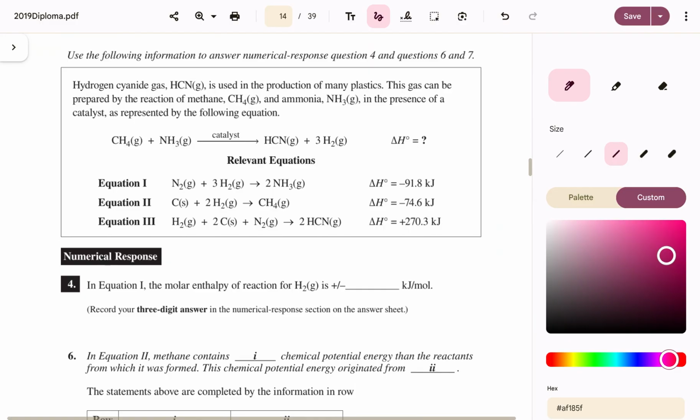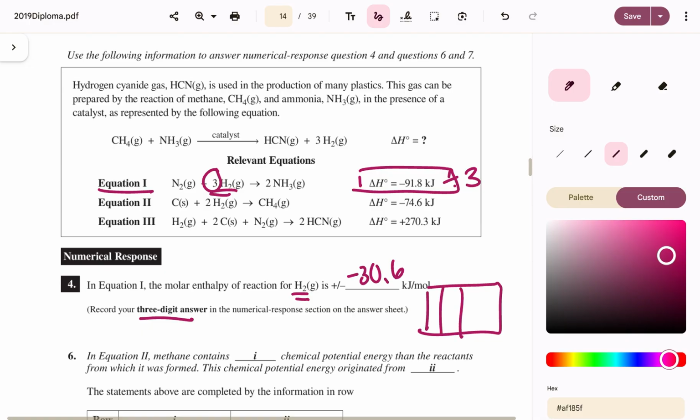again, a 2-part question. And the first one, it's just asking the molar enthalpy for hydrogen in equation 1. So this is just showing that you understand that even though this is the enthalpy of the reaction, if you want the molar enthalpy, you need to take it and divide by 3. So if we do that, you would get negative 30.6. And again, 3-digit answer, make sure you have 3 digits, and digits are the numbers, decimals get a box. So this would be 30.6. This positive and negative before it is taking care of that negative value.